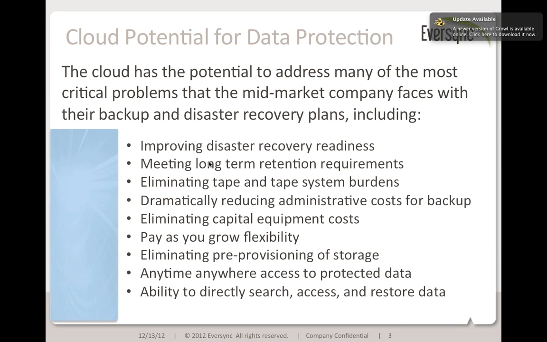But one of the more important things about cloud that I think people will start to realize when they start to deploy cloud-based solutions is that it also can provide them anytime, anywhere access to their protected data in a way that's not really available today, and give them the additional abilities to look at that data, including searching it, accessing it more granularly, and restoring it easily. So we'll talk a little bit more about how all of these are possible.